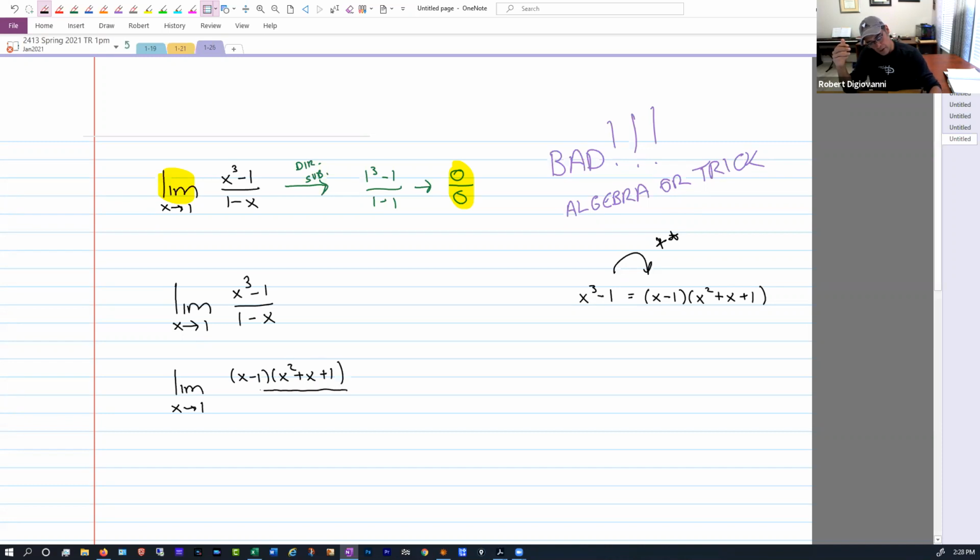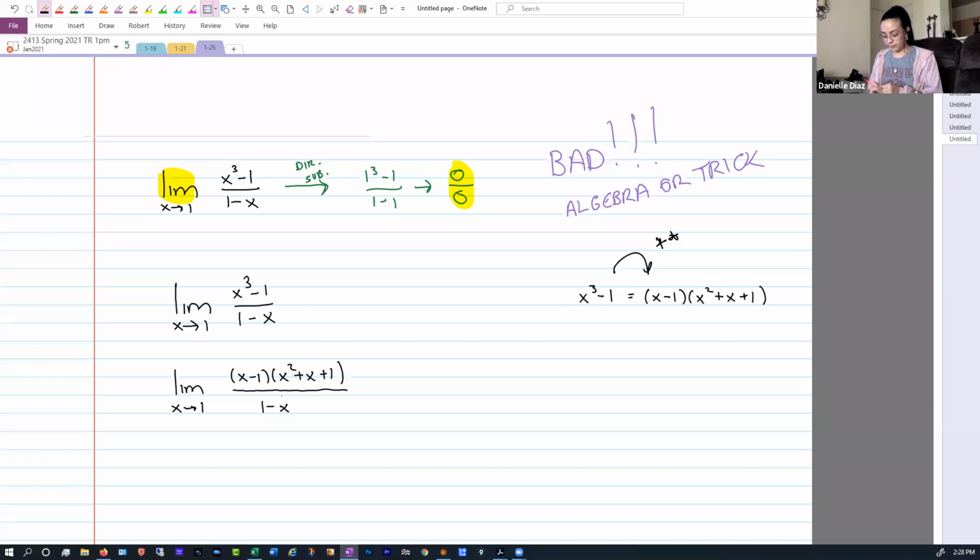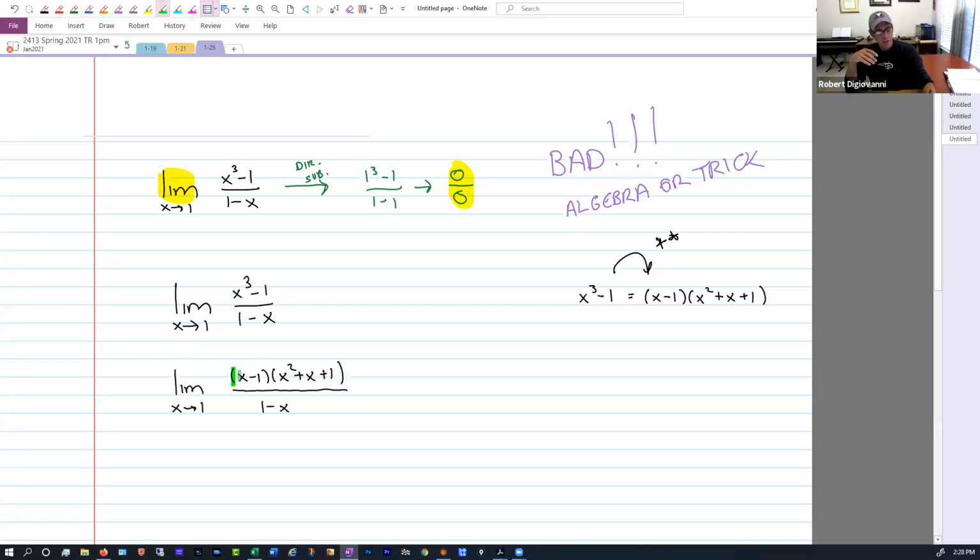And then the denominator is still 1 minus x. Okay, so we've done a little bit of algebra. Did it help? Did we get anywhere? Did it allow us to do anything? Yes. What can we do? Do y'all see that these are almost the same? Aren't they? One of them is x minus 1, the other one is 1 minus x. So they're off by a sign, right? It's just a sign that's off.